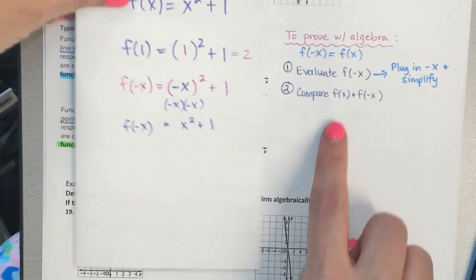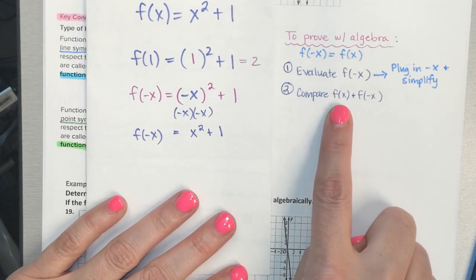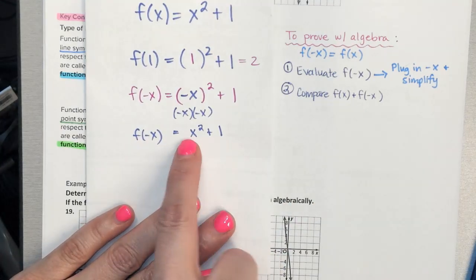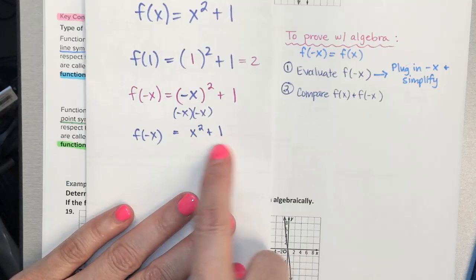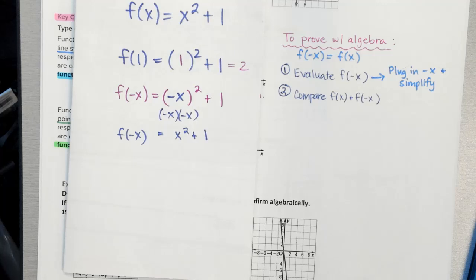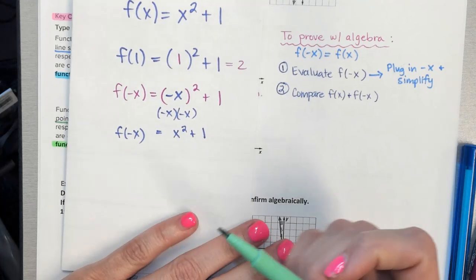Okay, and then our second step is to compare. So you're comparing f of x and f of negative x. So f of negative x, for my example, was x squared plus 1. I'm going to compare it to f of x. All we have to do is ask ourselves if they're equal. So are they equal? Yeah, they're the same.